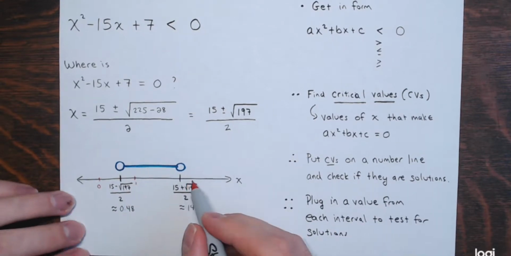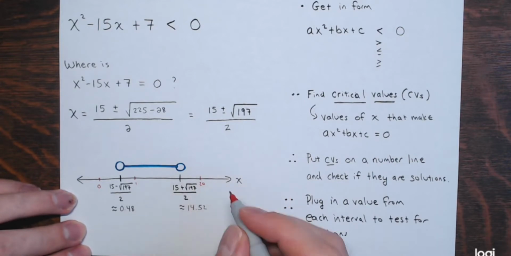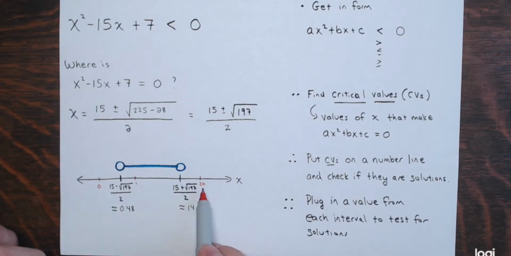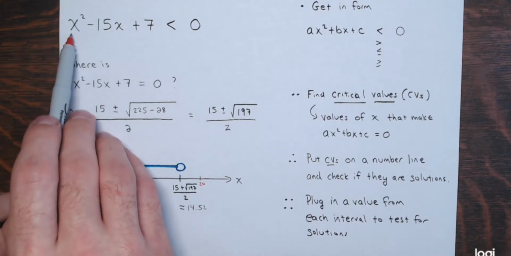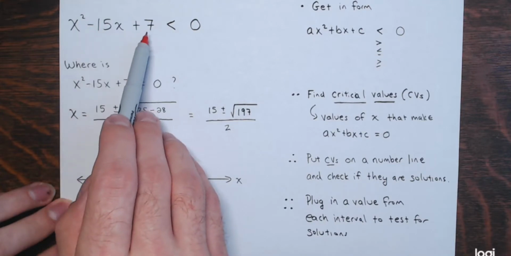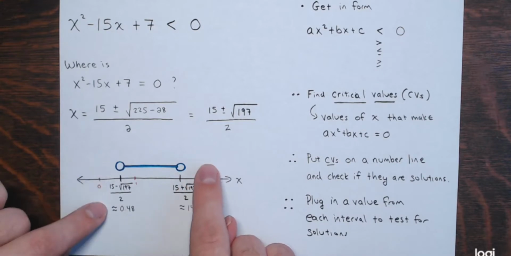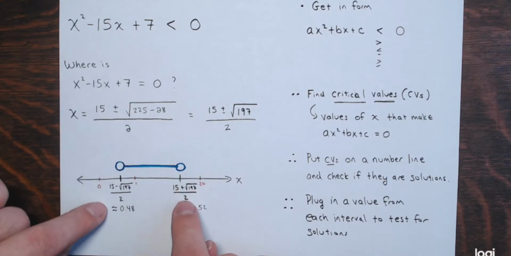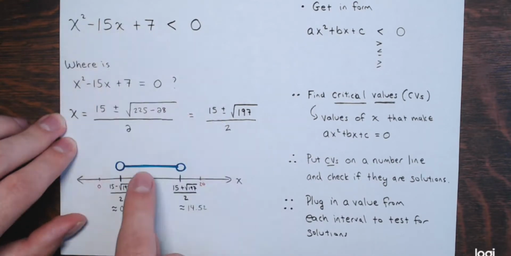And then to the right of this, say I pick an easy one like 20, a multiple of 10. If I plug in 20 to the right of this further right number, 14.52-ish, that'd be 400 minus 300, which is 107 on the left. Is that less than 0 on the right? No. So the numbers to the right of 15 plus the square root of 197 over 2 are not solutions. So the only numbers that are solutions to this inequality are between these two here.